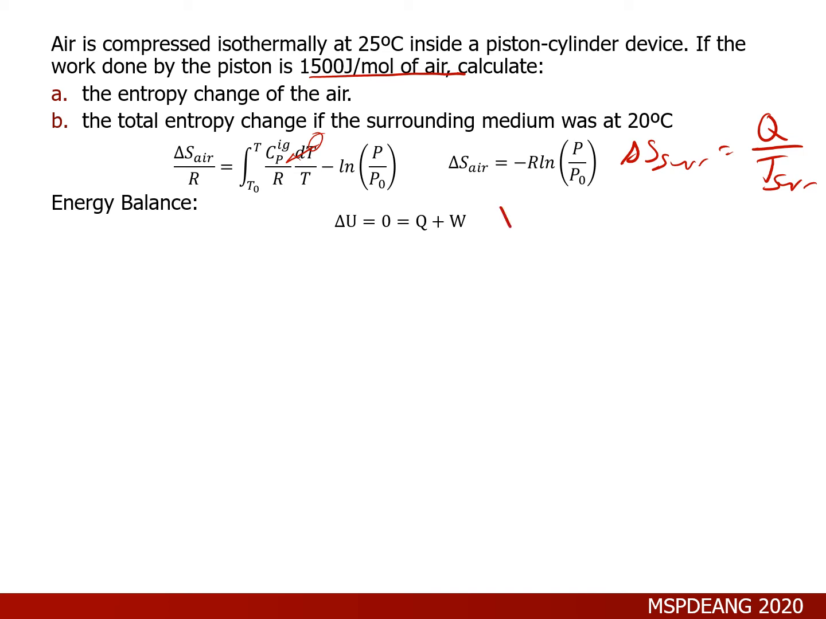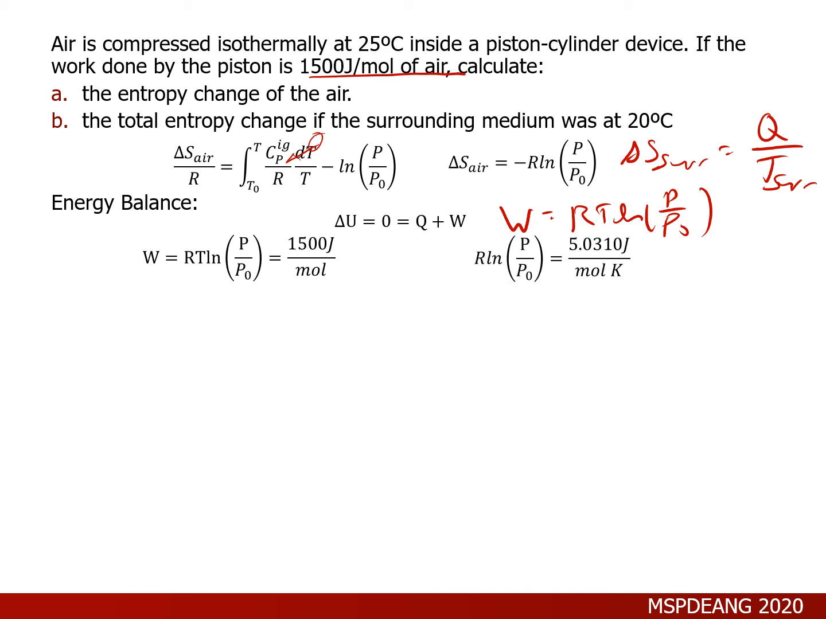And recall that work for an isothermal process is equal to RT ln P over P naught. So W is equal to RT ln P over P naught, which is equal to 1500 joules per mole. And if we take a look at this, we can now obtain a value for R ln P over P naught, which is equal to 5.031 joules per mole Kelvin. Now, delta S of air is negative R ln P over P naught, thus the delta S of air is negative 5.031 joules per mole Kelvin.